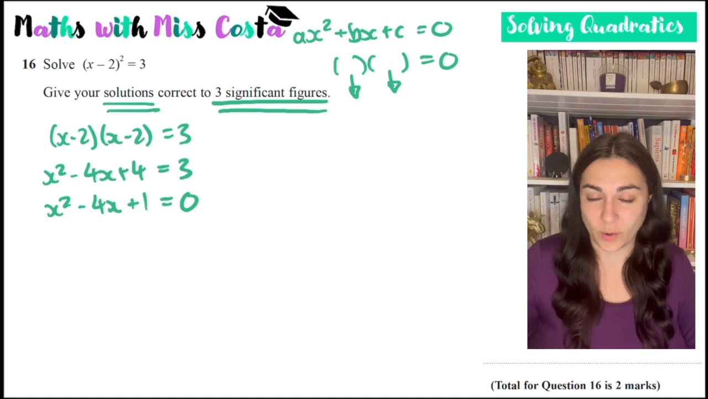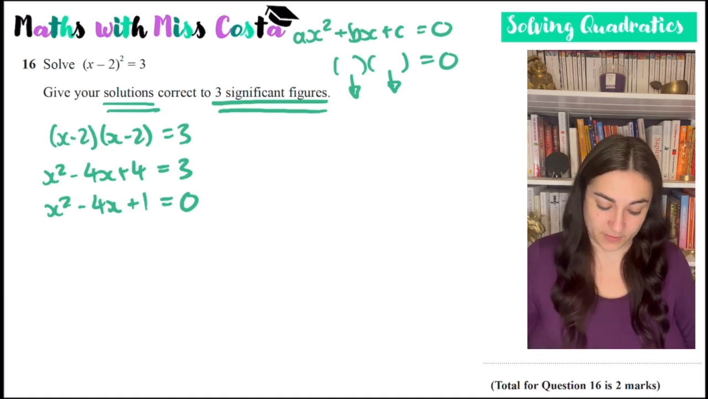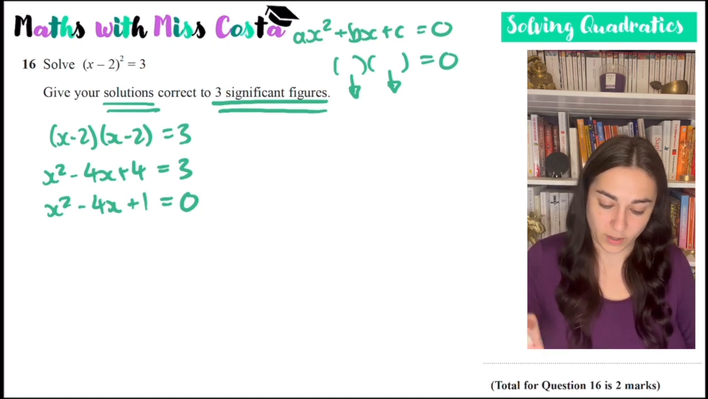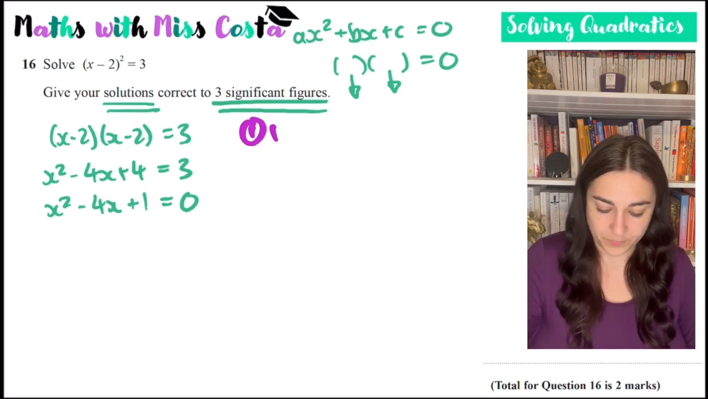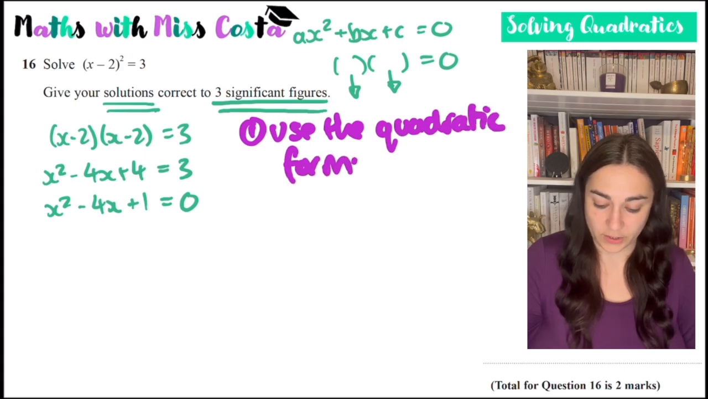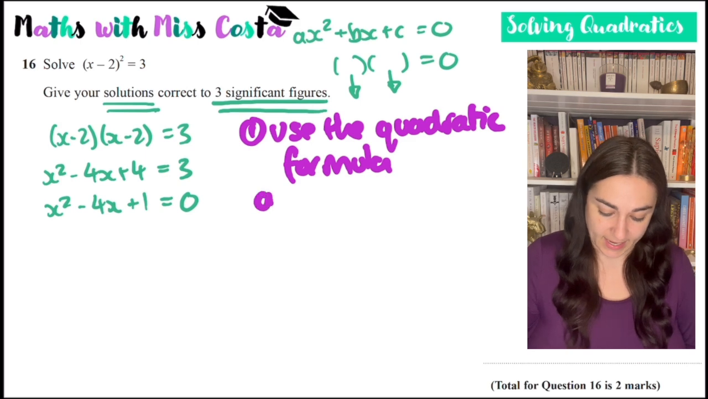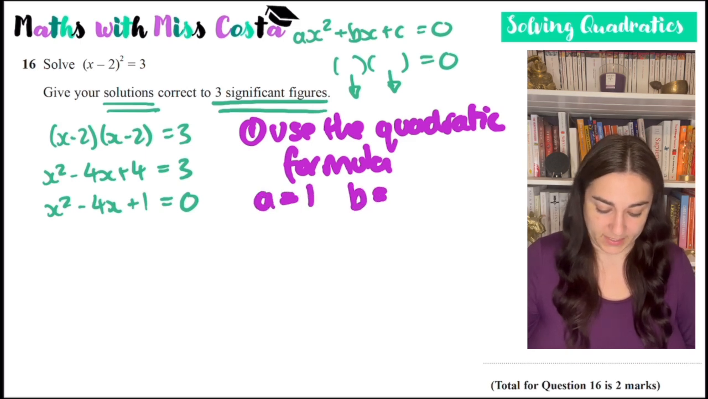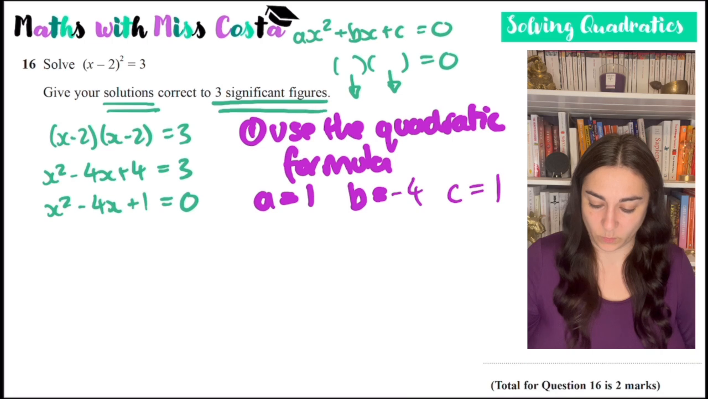The factors of 1 are 1 and 1. There's no way I can combine them to make -4. So therefore, I have 2 options. 1, use the quadratic formula. And if you really like the quadratic formula, that's fine. You can just substitute your values in. A would be 1, B would be -4, and C would be 1.